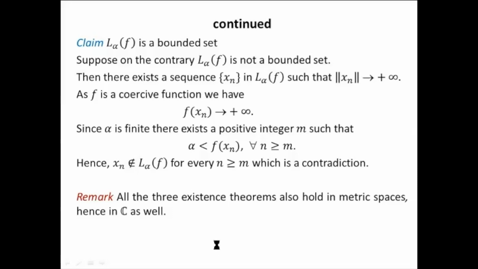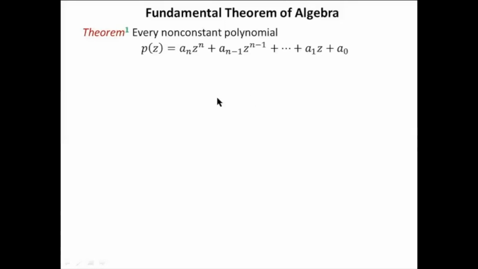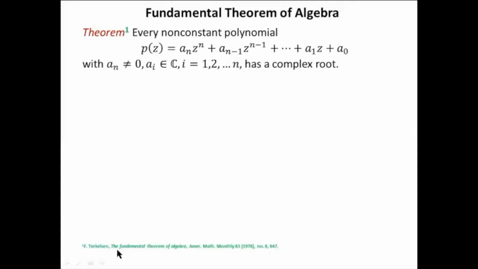Now we prove the fundamental theorem of algebra using the third existence theorem. What is the statement of this theorem? Every non-constant polynomial of this form, where the coefficients come from the set of complex numbers, has a complex root. This proof is based on the paper The Fundamental Theorem of Algebra by Terkelsen, which appeared in the American Mathematical Monthly in 1976.